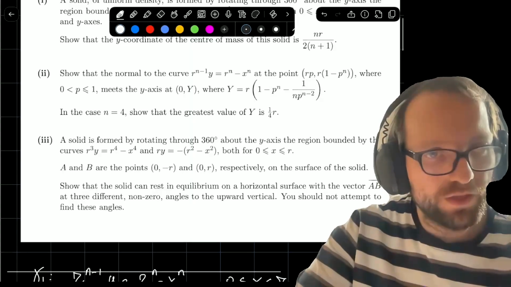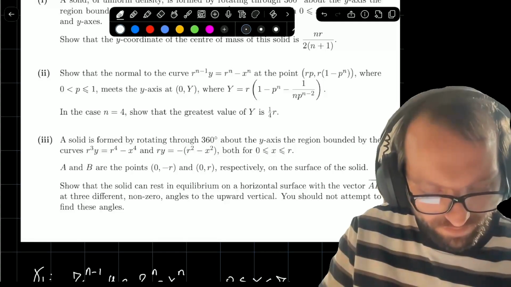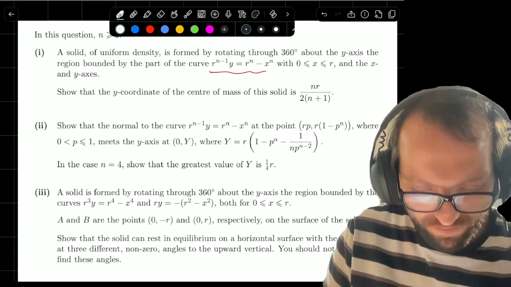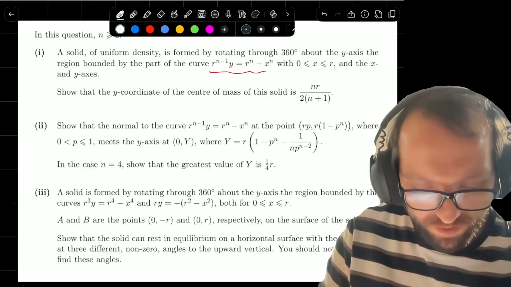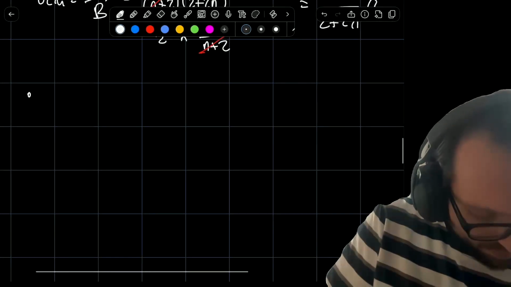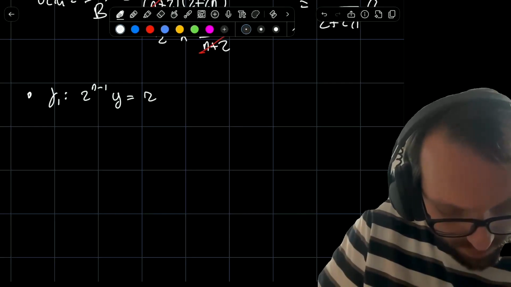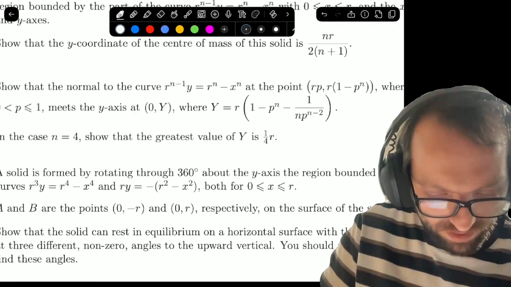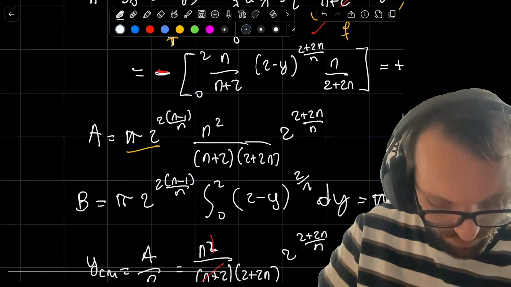Let's go with the second point. Now we need to show that the normal to the same curve at this point here meets the axis y at this very specific value. So now let's write again the curve. We have it here, and let's write the point, r p and r(1 minus p^n).